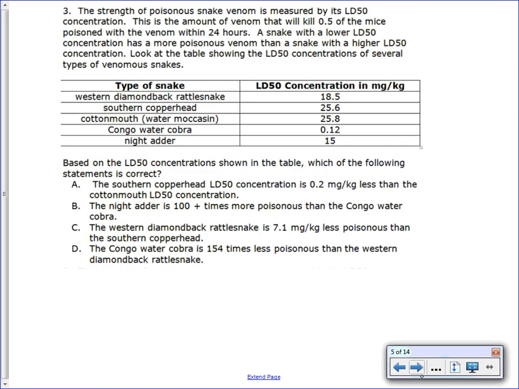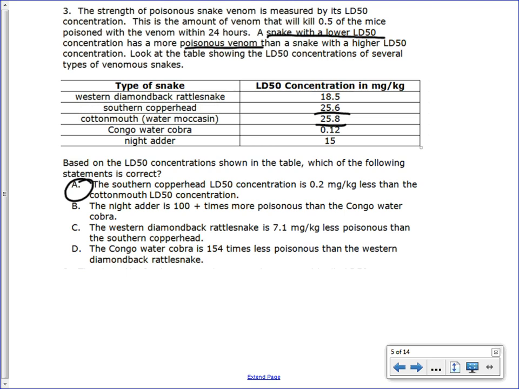All right, on the next one, the most important thing you need to understand is that a snake with a lower LD50 has a more poisonous venom. All right? So if you look at the table and look at the statements, it says the Southern Copperhead LD50 concentration is 0.2 milligrams per kilogram less than the cottonmouth. It's not talking about what was more poisonous, just the actual number. So if you look at the Southern Copperhead, it was 25 and 6/10, and that's 0.2 less than the 25 and 8/10. So your answer here is A.